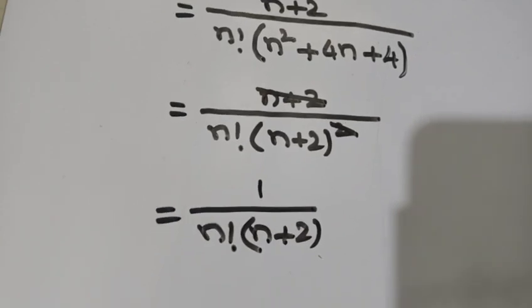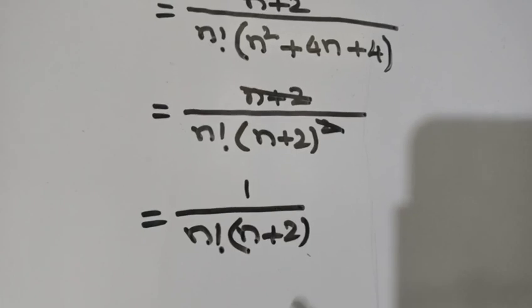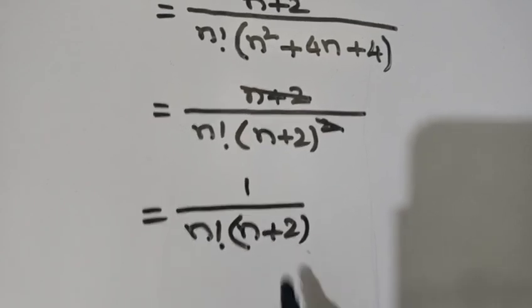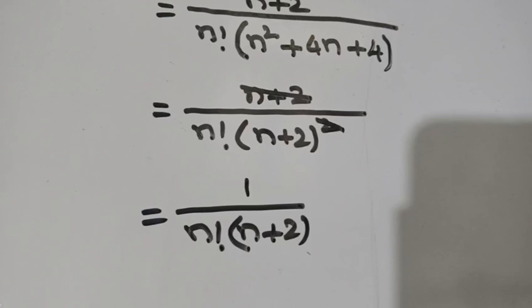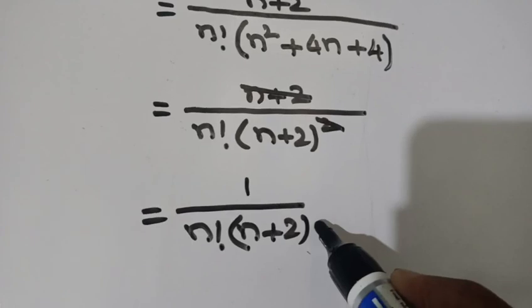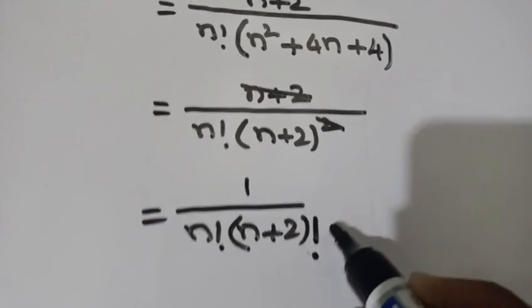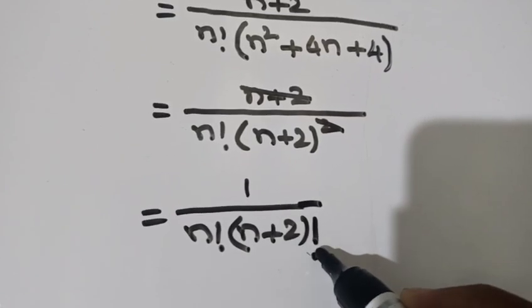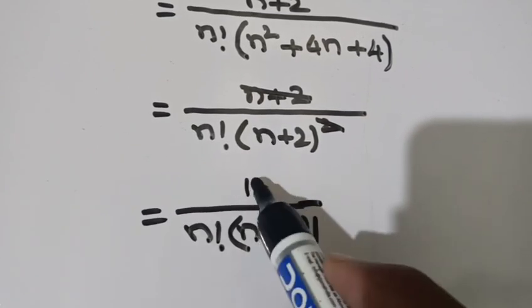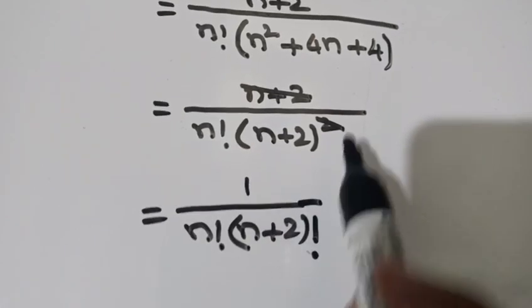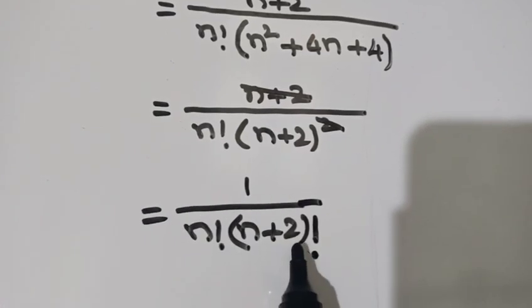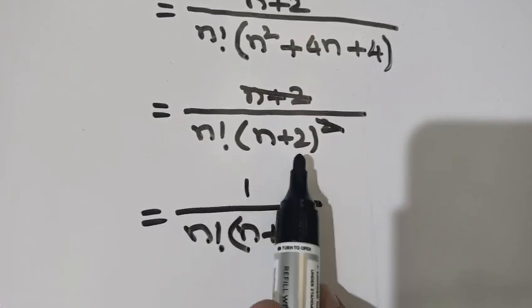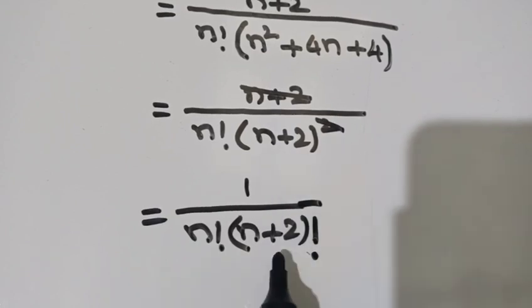So for this one, what I want is n plus 2 here, and n plus 2 should remain. To get this n plus 2, suppose I write n plus 2 factorial here. And if I write n plus 2 factorial, then what do I have to do? I have to multiply the numerator also by n plus 1 factorial. When I get n plus 2 factorial here, if I multiply n plus 2 by n plus 1 factorial, then I get n plus 2 factorial.